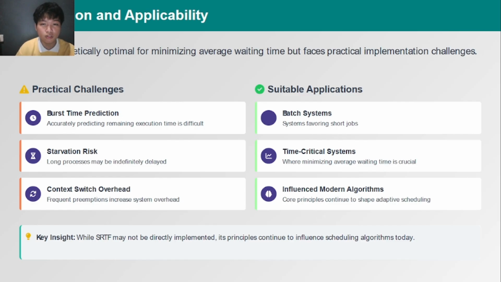The suitable applications are batch systems, time-critical systems, and influencing modern algorithms. While SRTF faces practical hurdles like burst time prediction, starvation risk, and context switching overhead, it remains a gold standard for performance benchmarks. Its principles, prioritizing short tasks and using preemption, continue to influence modern adaptive scheduling algorithms used in systems today. So that's all.